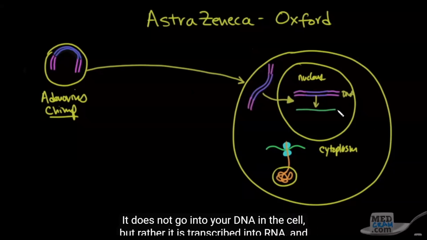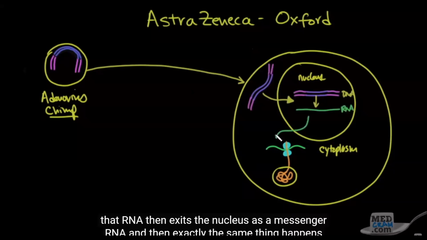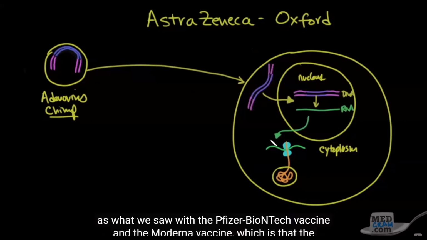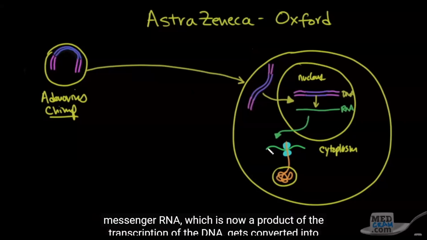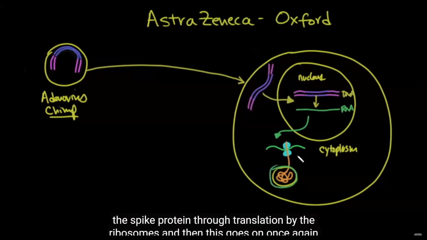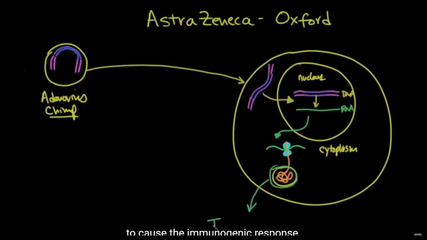And that RNA then exits the nucleus as a messenger RNA, and then exactly the same thing happens as what we saw with the Pfizer-BioNTech vaccine and the Moderna vaccine, which is that the messenger RNA, which is now a product of the transcription of the DNA, gets converted into the spike protein through translation by the ribosomes, and then this goes on once again to cause the immunogenic response.